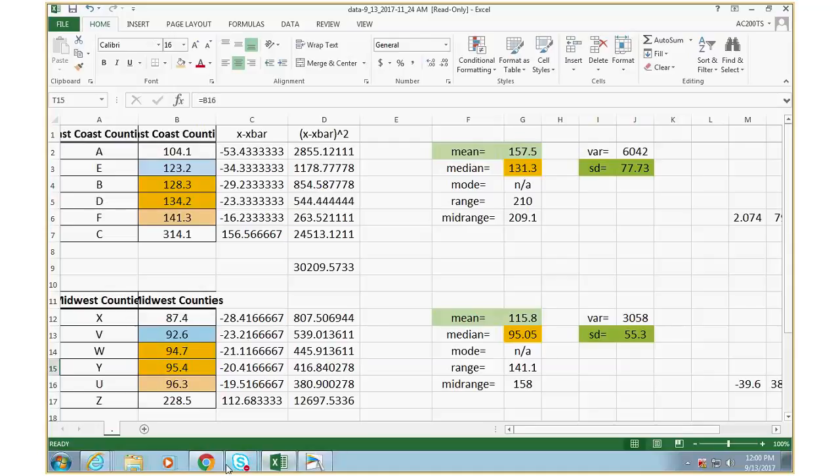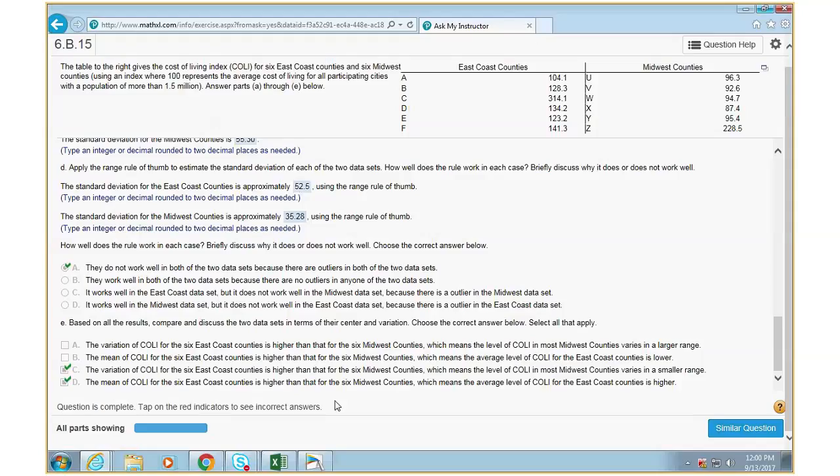Okay, so let's go back and see what the question says. Higher than the Midwest, which means that the level of COLI in most Midwest counties varies in a larger range. No, that does not mean that, okay? It means if you have a larger variance, then you have the larger range. Larger variance. Think about what variance is. What is the root word of variance?